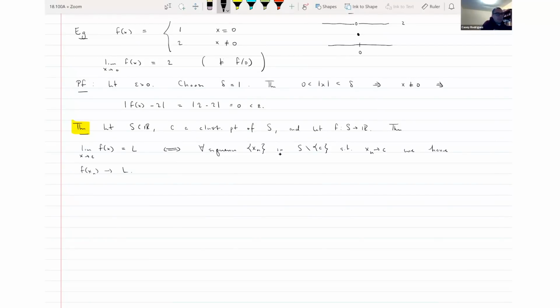Okay, so again, the statement of this theorem is that a function converges to L if and only if, for every sequence I stick into the function which converges to c, f of x_n converges to L. Okay, so to decide if a function converges, it suffices to look at convergence of certain sequences. Okay.